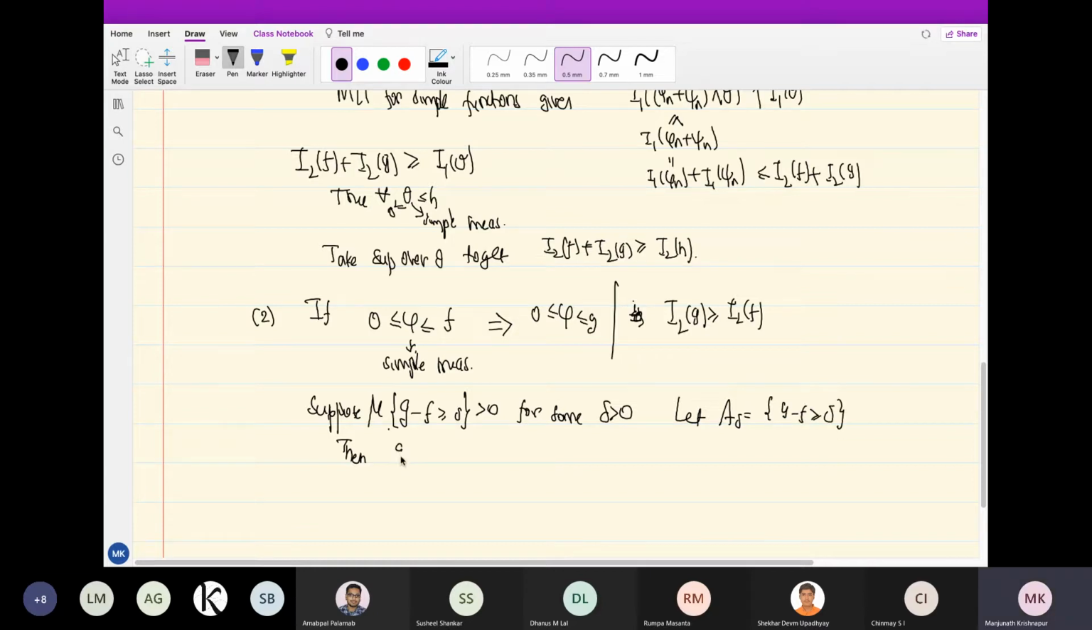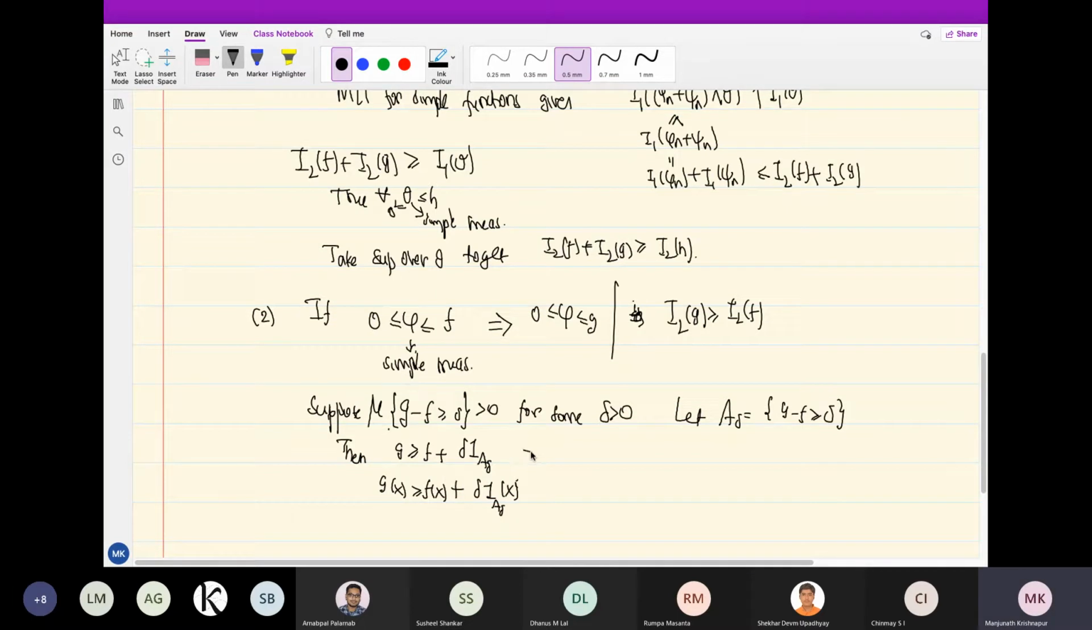Then g is greater than or equal to f plus delta times the indicator of A delta, right? Do you see that? This is all pointwise, so we apply it at x: g of x is greater than or equal to f of x plus delta times indicator A delta of x. If x does not belong to A delta, then this part is 0 and g of x is greater than or equal to f of x, that's given to us. But if x does belong to A delta, then g of x is greater than or equal to f of x plus delta. And that's exactly what this is saying. A delta is chosen to be precisely that set where g of x beats f of x by delta. So this is true.